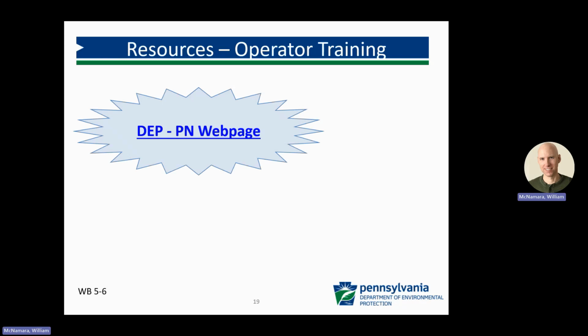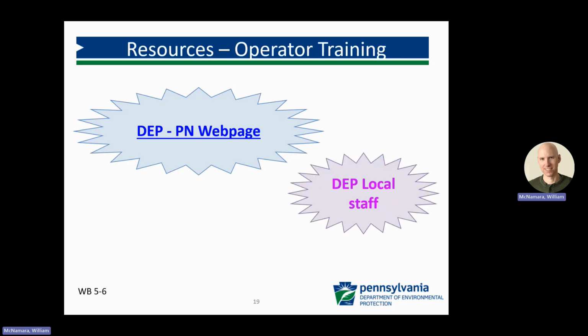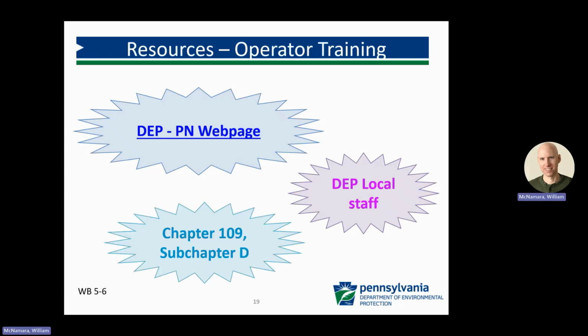So just to reiterate, a real good resource for all this is the DEP public notification webpage that you can, again, search for, get to pretty easily. And then always a good resource is your DEP local staff to help out with public notification templates and that sort of thing. And then if you want to get into the regulation itself, subchapter D in chapter 109 is where all of the public notification information is.